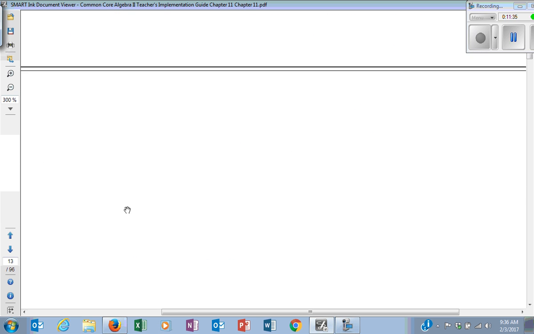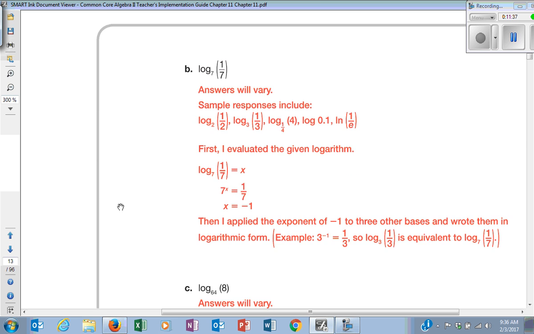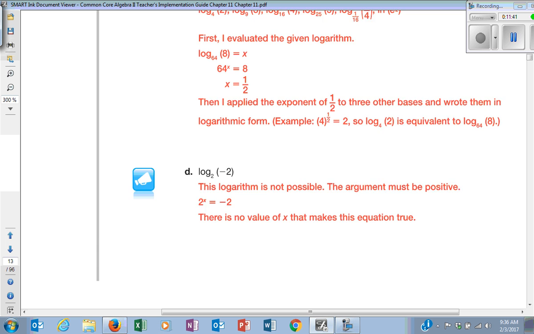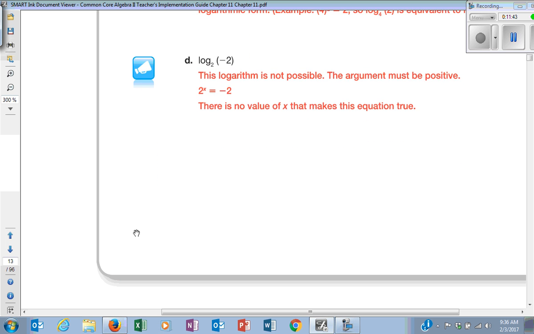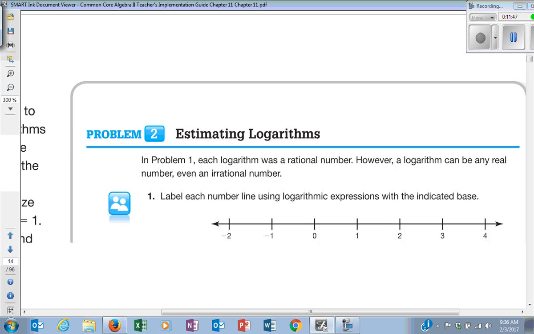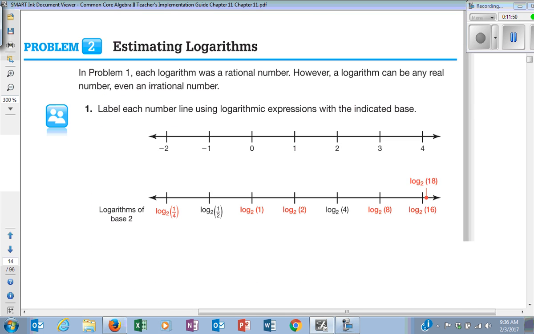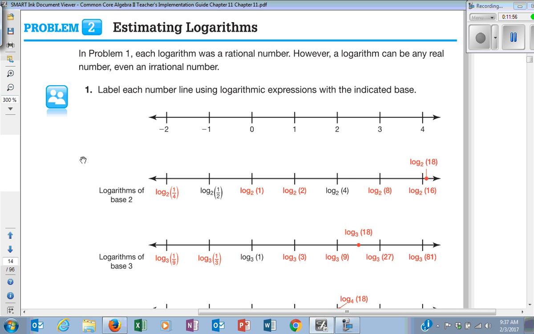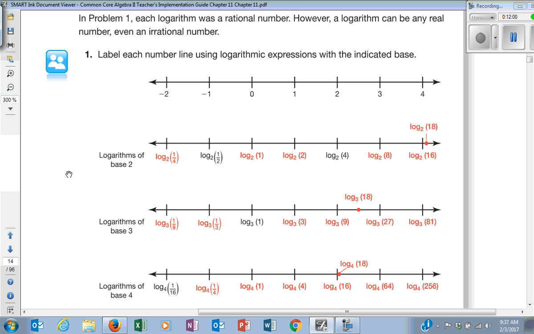Then the last thing that we should be able to do fairly quickly, all they're doing is changing it with different negatives and stuff. You could pause the video to look at that. Then what they're doing next in problem 2 is just showing some approximations. And so they put these guys on a number line.